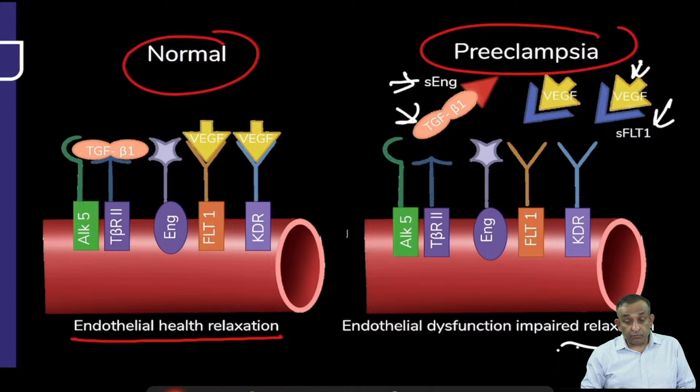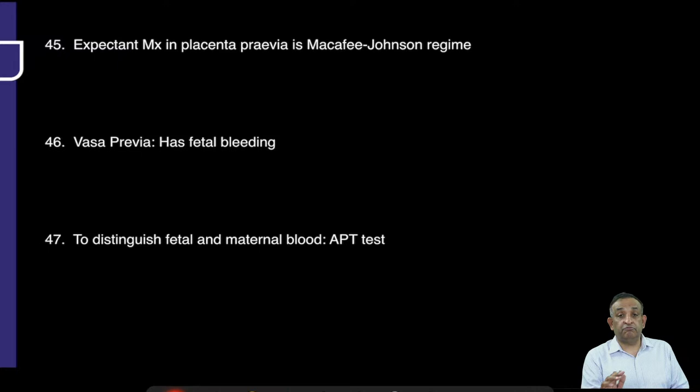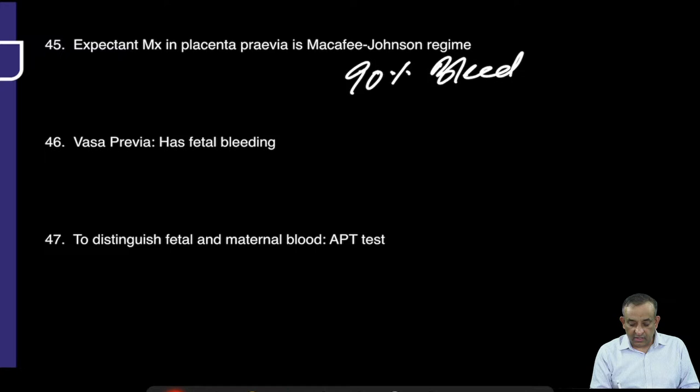Now, expected management in placenta previa, when a patient is bleeding before 34 weeks of gestation. If the patient is bleeding with a placenta previa, I am in a fix, because if the baby is preterm and the baby is going to be removed by a cesarean, I'm a little worried. So I give steroids and I hope that I can buy some time. But what is the wonderful thing? That if you give conservative management in a case of placenta previa which is bleeding, 90% of the times, the bleeding stops. So expected management of placenta previa is known as the McAfee-Johnson regime. 90% cases, the bleed will stop.